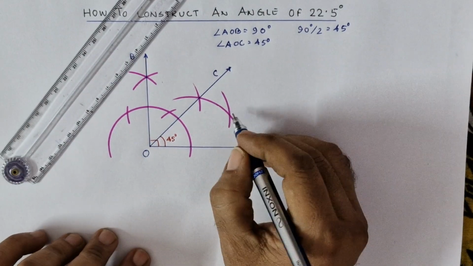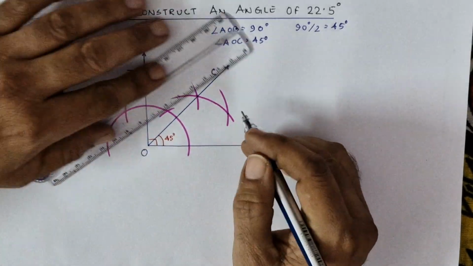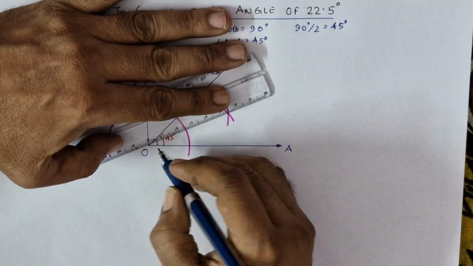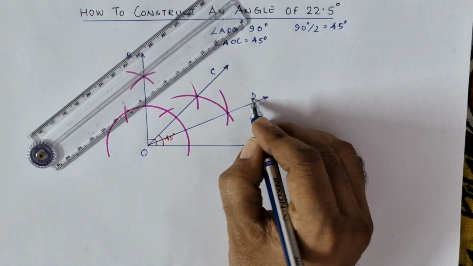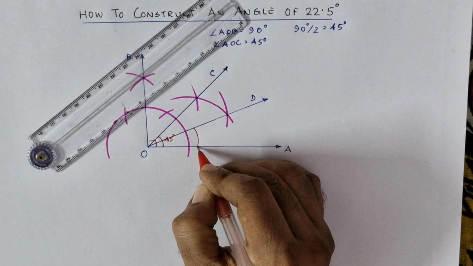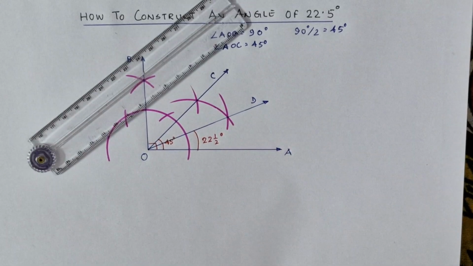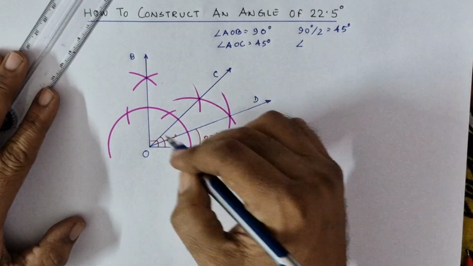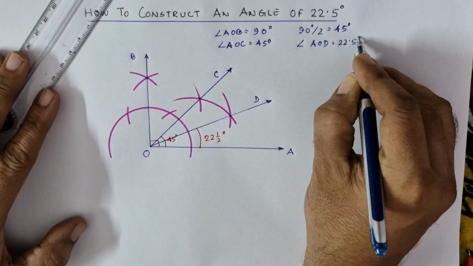Now point the needle of the compass there and intersect the just drawn arc at a certain point. Now you have bisected 45 degrees. So carefully mark the intersection and join O and the intersection just drawn. Just name it AOD. And now what you are having here is this angle to be 22.5 degrees. So you have just bisected angle AOC, 45 degrees, to get AOD, that is 22.5 degrees.